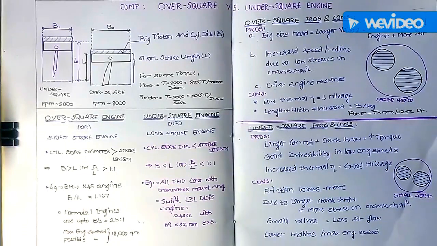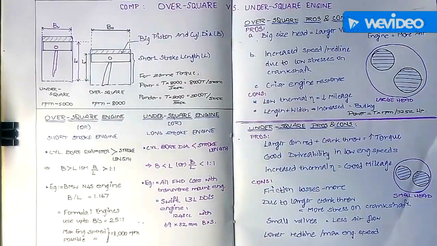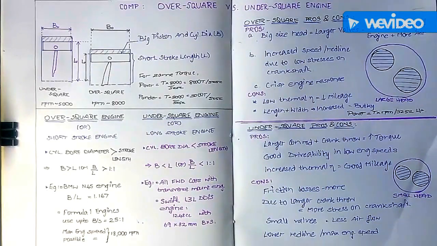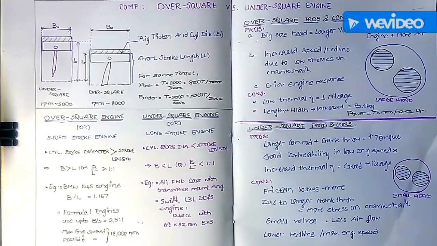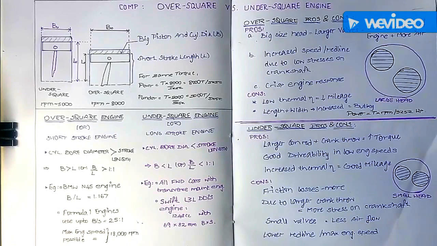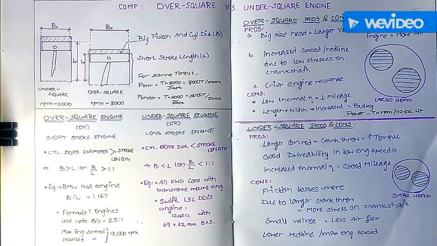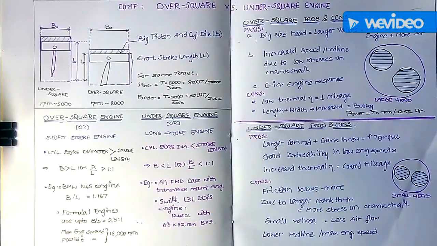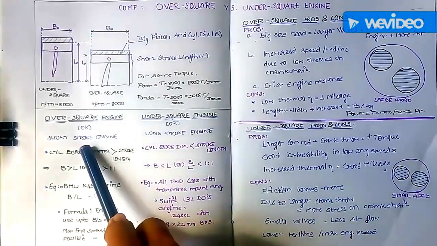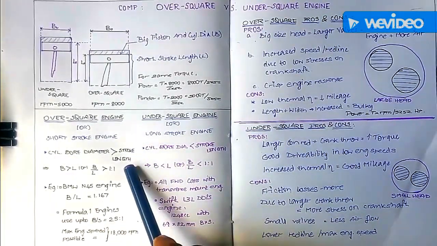Today we will discuss a topic: over square engines versus under square engines, the differences and the characteristics of each one of them. First, what is over square and under square? These two are the different layouts to be followed in an engine design, while the other one is a square engine. An over square engine is described as one where the bore diameter is quite greater than the stroke length of the engine.